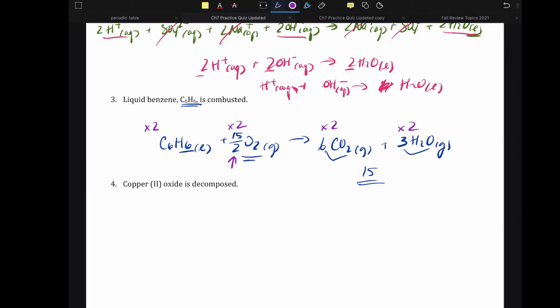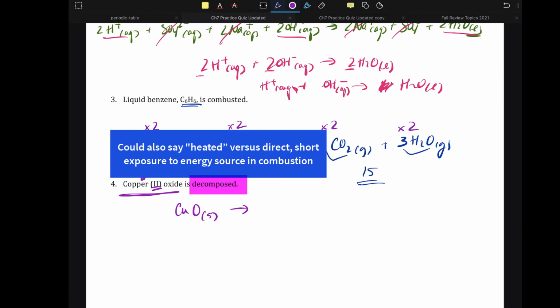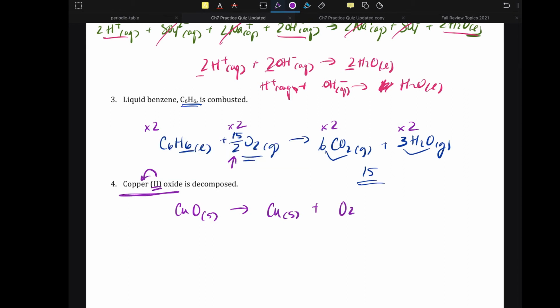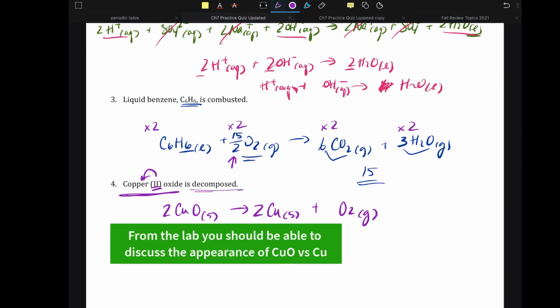All right, next up, copper 2 oxide, so that's CuO. Solid because it's an ionic compound and there's no water present, and it's made of 2 elements, so the only option is to decompose it, or break it down, because that's what decompose means. Break it down into its 2 respective elements: copper, which is a solid because it's a metal, and oxygen, which is O2 because it's diatomic, and it's a gas. And then we would go and balance. Note that decomposed should not be confused with the term combusted.